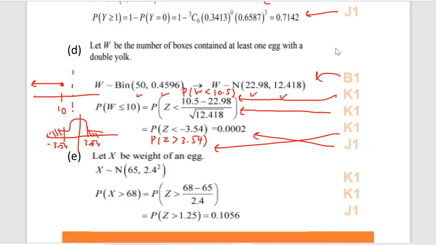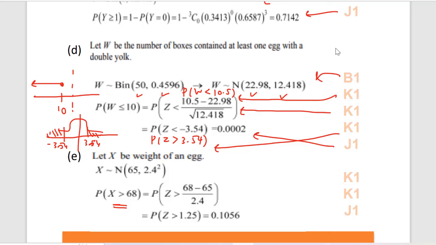Ini adalah normal distribution. So, kalau dia memang normal, kita tak perlu buat continuity correction. Continuity correction adalah bila kita tukarkan daripada binomial kepada normal sahaja. Kalau dia memang normal, tak perlu buat continuity correction. So, terus je probability X greater than 68. So, daripada sini kita boleh terus standardize probability Z greater than 68 minus mean 65 divided by standard deviation 2.4. Okay, and then kita akan dapat probability Z greater than 1.25. So, ini boleh terus tengok daripada table dapat 0.1056.